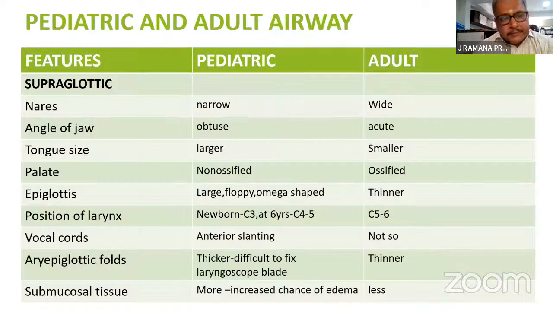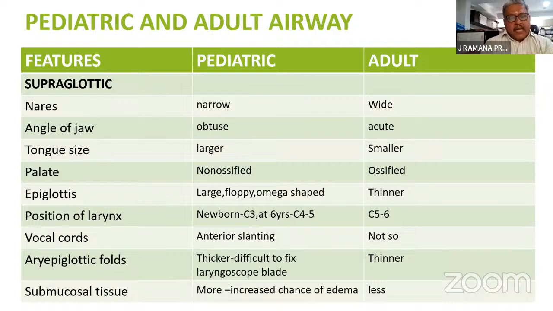Differences between pediatric and adult airway, supraglottic. Nares are narrow in the pediatric population. In adults, they are wide. Angle of the jaw is obtuse in pediatric patients, acute in adults. Relatively larger size of the tongue in the pediatric population. Non-ossified palate in the pediatric population. Epiglottis is large, floppy, omega shaped in the pediatric population.